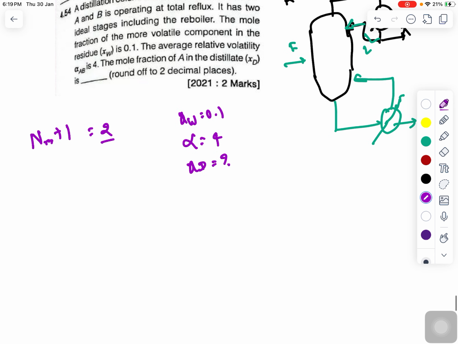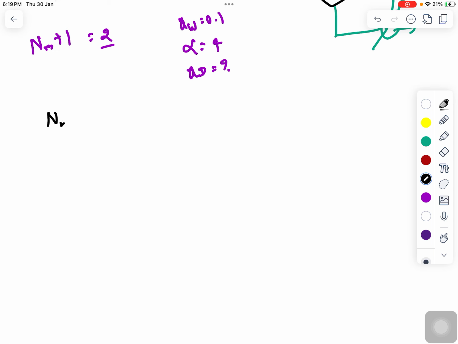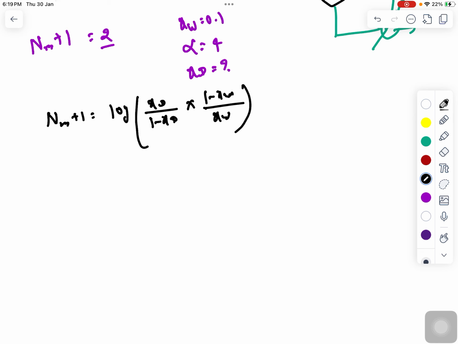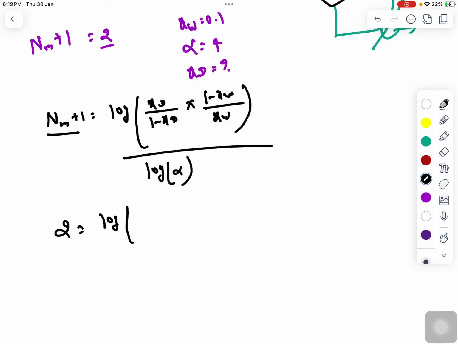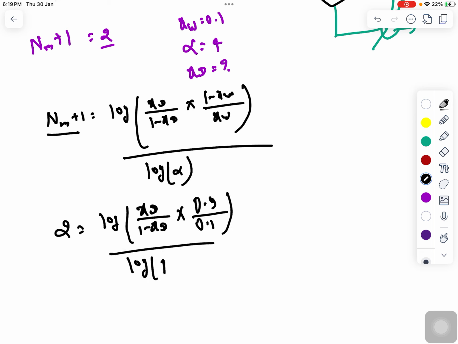When we solve this problem using the Fenske equation, which we use to find the minimum number of stages required for a distillation column, we write Nm plus 1 is equal to log of (xd upon 1 minus xd multiplied with 1 minus xw upon xw) divided by log of alpha. Nm plus 1 is given as 2, so 2 is equal to log of xd upon 1 minus xd, which we don't know, multiplied with 0.9 divided by 0.1, divided by log of 4.